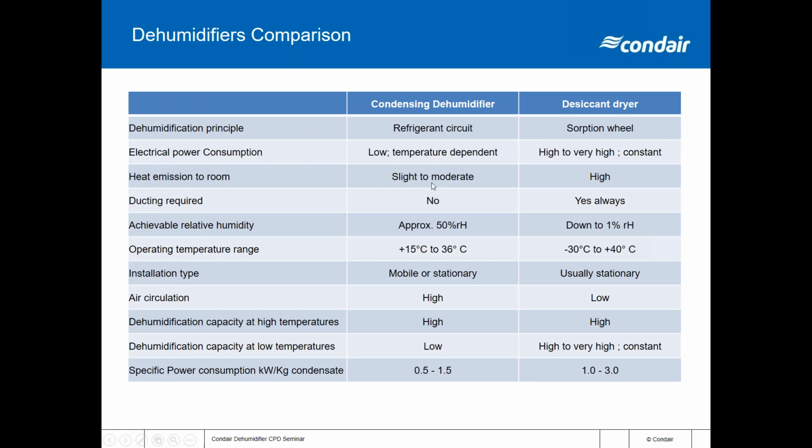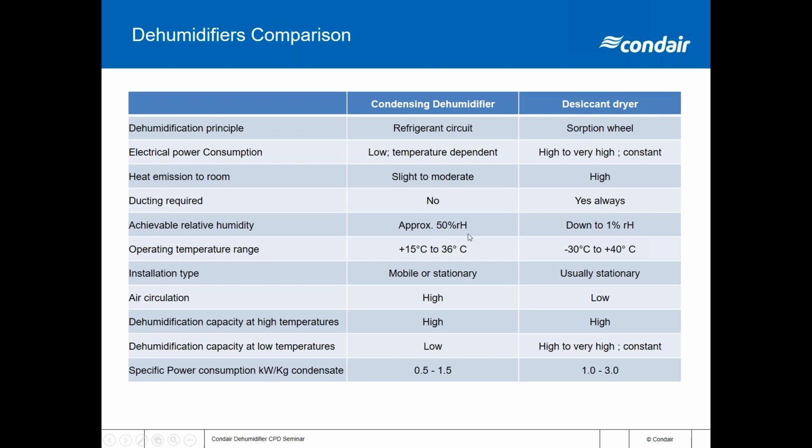Heat emissions to room, it's slight to moderate with a condensing dehumidifier. Again, we've got that small heat gain from the latent heat of vaporization, but it's going to be higher with a desiccant wheel because, again, it's that adiabatic process. We see the release of the latent heat of vaporization plus the additional heat from the rotor as it rotates. No ducting required for a condensing dehumidifier, but we always need ducting from a desiccant dryer because, of course, we can't allow those two airflows to mix.